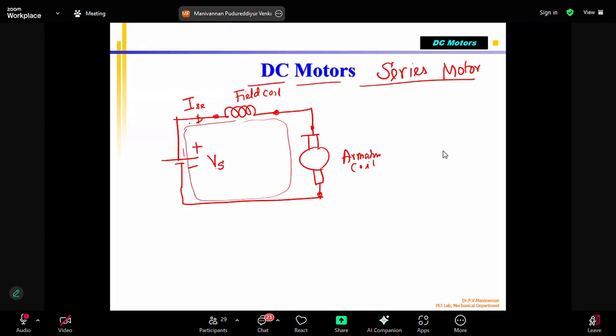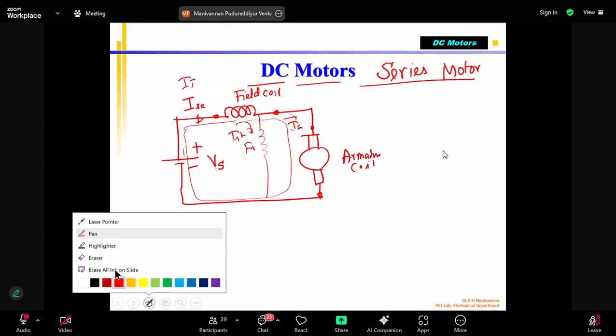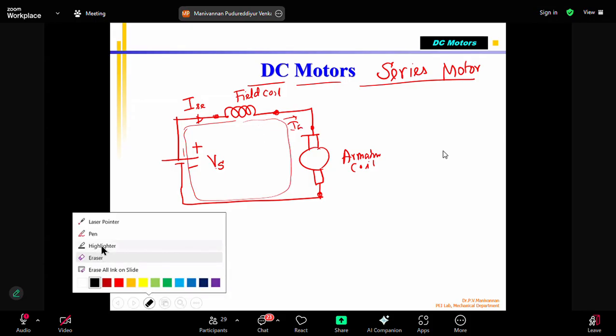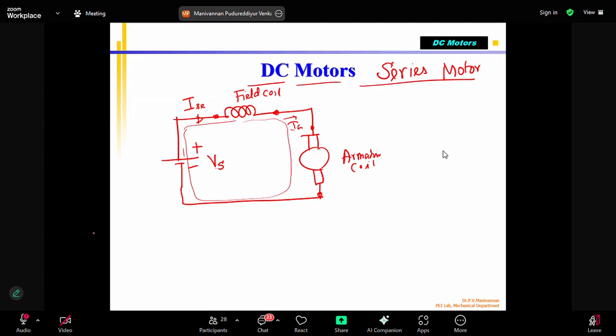In the previous case, this coil was here, right? So one current was going. This was the field coil and there's an armature coil. This was IA, this was I shunt, and this became IT. But now, since both the coils are connected in series, we say that this is not there. This is the configuration. So the current goes inside like this. This is called a series motor. Right? This is the DC series motor.